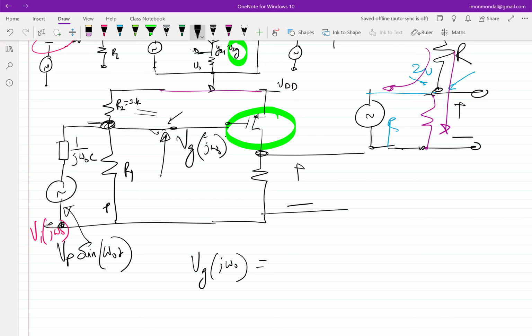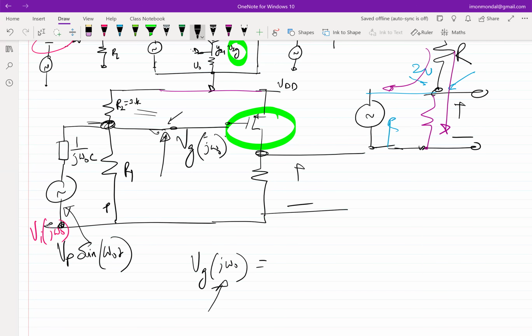So the capacitor will give different impedance to both the sources at both the frequencies, right? When it's operating at omega naught, I'll have 1 over j omega naught c to be the impedance of the capacitor. When I'm operating at VDD or 0, the capacitor will behave like an open circuit, right? So I'll write two equations, superposition, add them up, right? So when I'm saying Vg j omega naught, essentially what I'm saying is I'm doing the analysis under the assumption that there is only one source which is operating at omega naught.